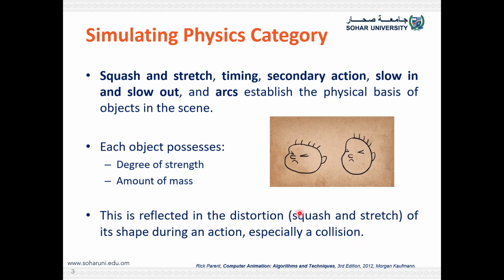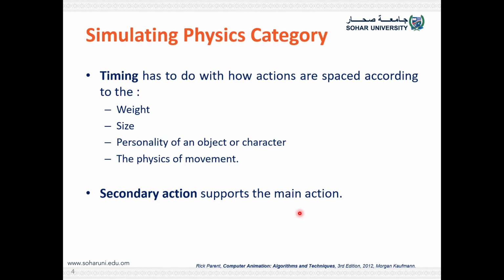Now let us talk about one of the principles, which is called timing. Timing always studies the following properties: for example, the weight of the object, the size of the object, the personality of an object or character, or the physics of movement. So the timing is affected by all of these properties.